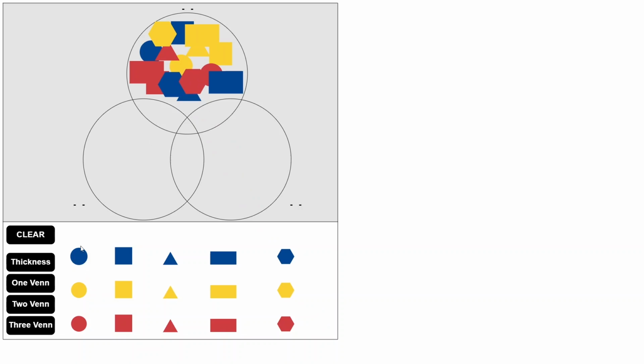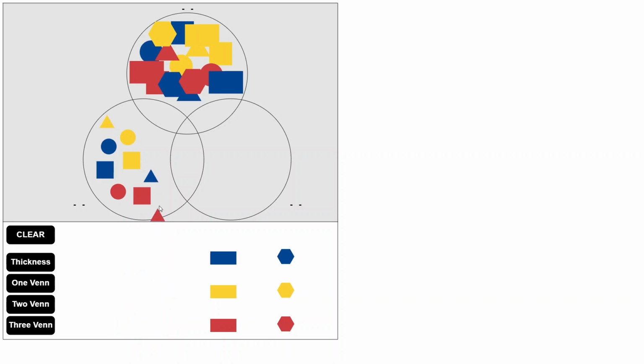We're going to let our next one be small, so there will be no overlap between large and small since nothing can be both large and also small. So we'll go ahead and move all of our small shapes into this one, and we'll leave its overlap with the first top circle empty.